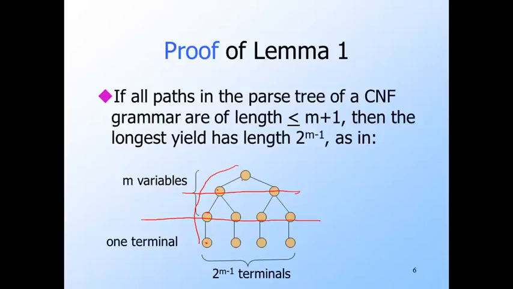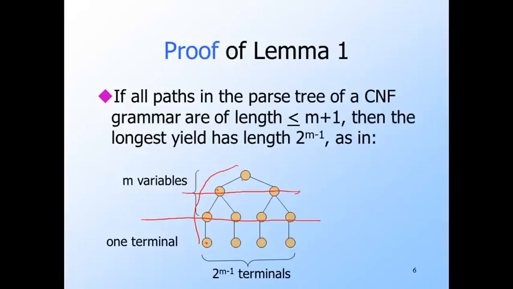But this tree has at most m levels with variables, and then along each path of variables, the last variable has one child with a terminal as its label. The largest number of leaves occurs if all the paths in the tree have exactly m variables. If some paths terminate before level m, there will be fewer leaves. Thus, there are at most 2 to the m minus 1 nodes that are labeled by variables and have a single child with a terminal label. And thus, there are at most 2 to the m minus 1 leaves.